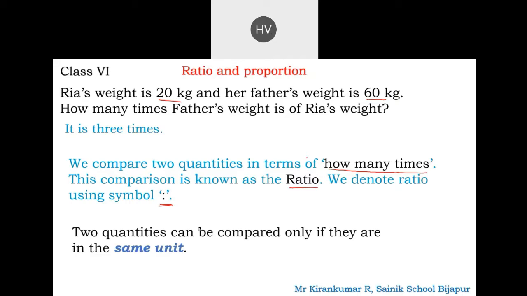Whenever we find the ratio, it is a comparison of the same kind of quantities, and the same units are to be compared. For example, we should not compare the height of a person with the weight of a person. It cannot be compared. We compare two quantities only when they have the same unit. This you must remember.